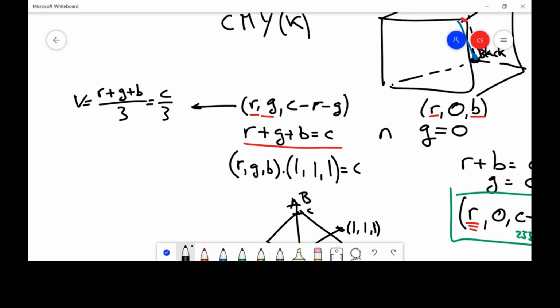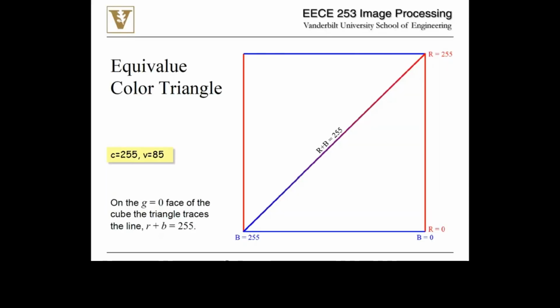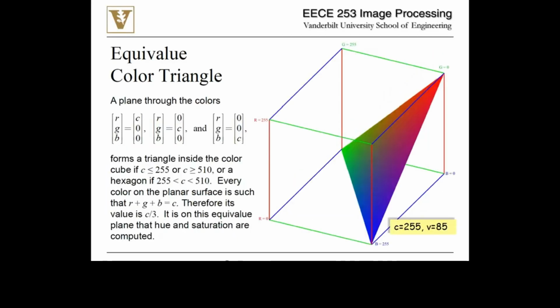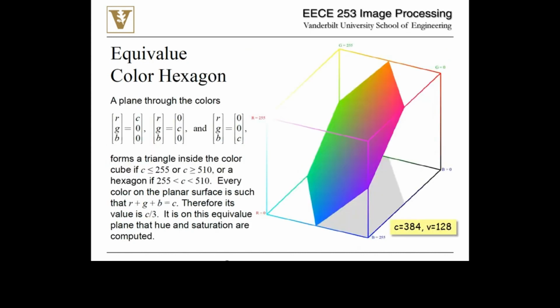So those planes are defined by all the colors that have the same value. You may remember it was kind of a way of summarizing the 3 channels into just one intensity. So all these colors, they have the same value. They have kind of the same intensity. What if I increase C? So I make C larger. So now the value will be larger.